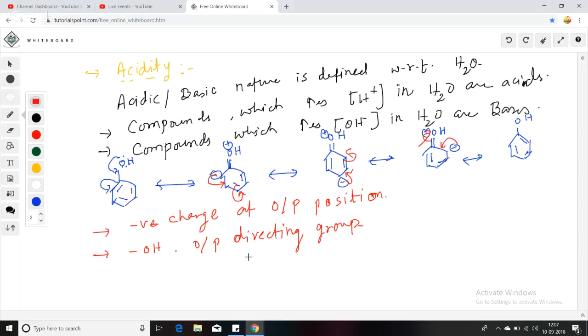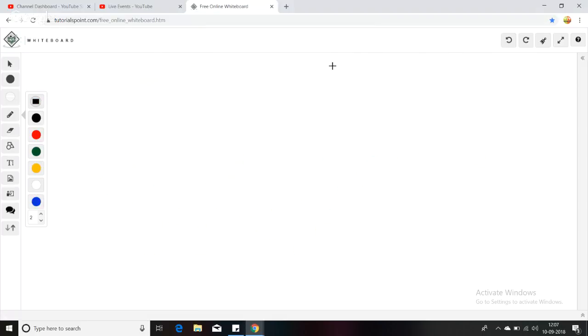Now, coming back to the acidity of phenol, let's see how this phenol donates H plus ion and shows acidic behavior. So if I write down this OH, and when this phenol donates H plus, it forms what?